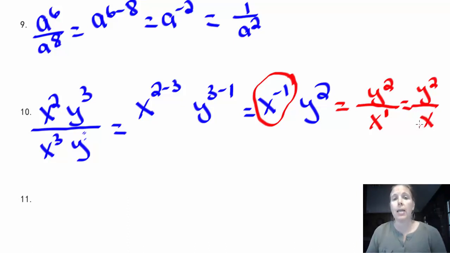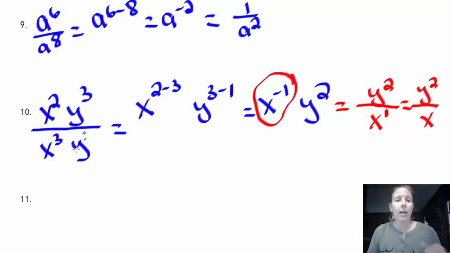Again, if you can look at this and know, okay, I have 2 x's on the top, 3 on the bottom, I'm going to end up with an x on the bottom. If I have y cubed on the top, y on the bottom, then I know I'm going to end up with y squared on the top. That is fine. You can do it that way.